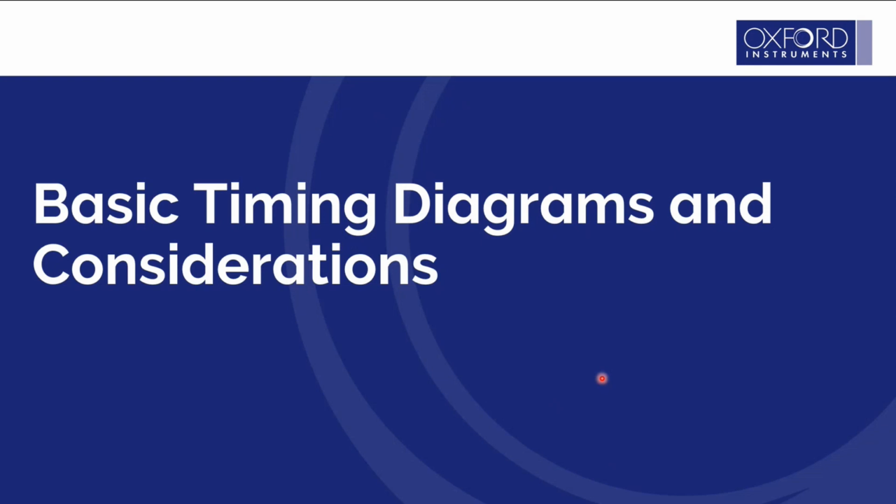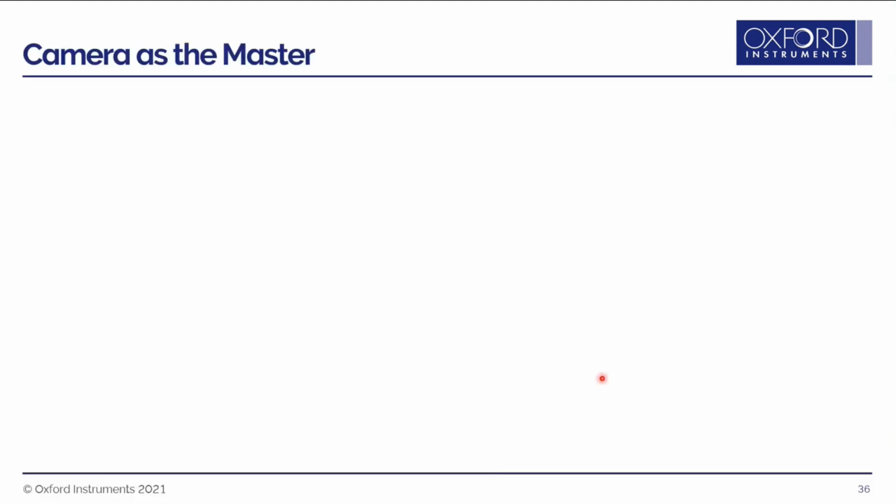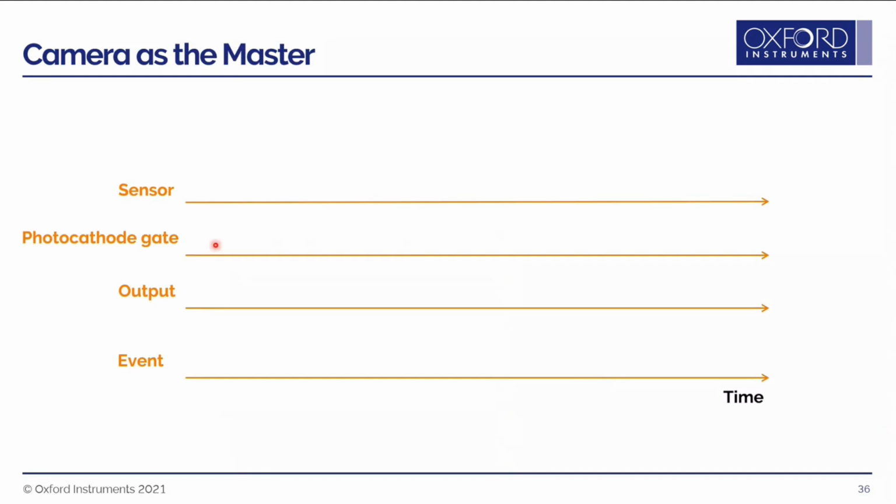And lastly, I apologize if I've gone through this quite quickly. I just want to talk about some basic timing diagrams and some of the considerations that you need to take into account with these, because we use timing diagrams as a helpful tool for putting together a sequence of events in time. Typically these can be broken down into internal processes within the camera, so it could be sensor or photocathode gating, it could be an output signal, and there could be an event that this is all relative to.